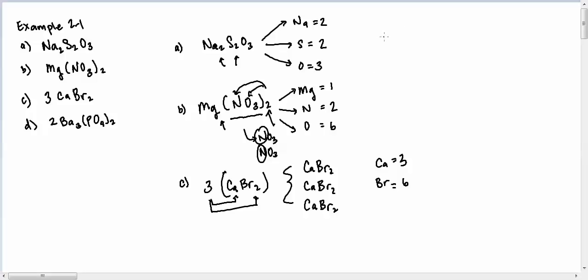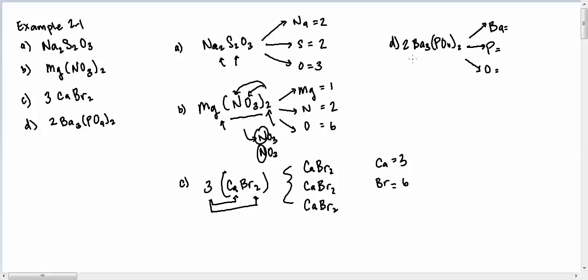Now we'll combine all of these techniques, and we'll see what we got for part D. I have 2Ba3(PO4)2. Okay. So I'm just going to talk my way through this one as much as I can because I've shown you the techniques. Let's see, what kind of elements do I have? I've got barium, phosphorus, and oxygen.